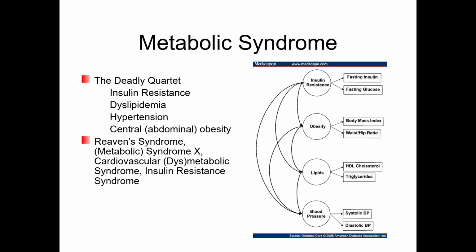There are some subcategories of metabolic syndrome that are listed here, so you can take a look at those. And then this is just kind of a flow chart showing how everything's interconnected. So obesity is related to a high BMI, body mass index, and waist to hip ratio. Insulin resistance is related to fasting insulin and fasting glucose. Lipids, HDL cholesterol would decrease, triglycerides would increase. Blood pressure, we're talking about systolic and diastolic, both would be increased for increased blood pressure.